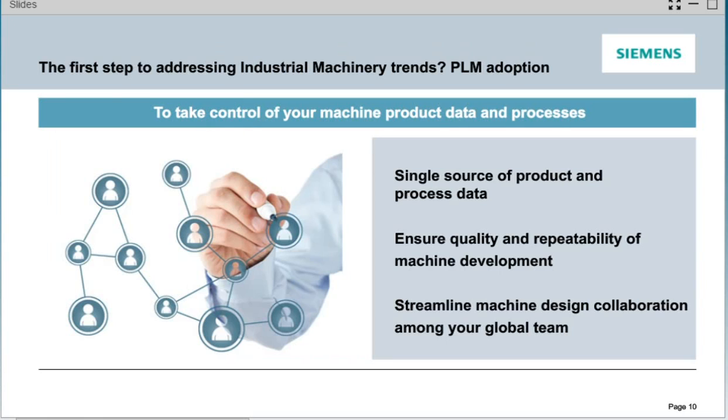So it's necessary to put in place a robust PDM system that is proven in the industry. The primary reason companies want to adopt PDM is to really take control of their machine data and their processes, and in effect, address the key trends that face many of these manufacturers. The idea is to have a single source of product data and process data.